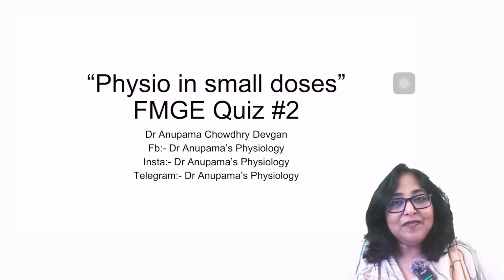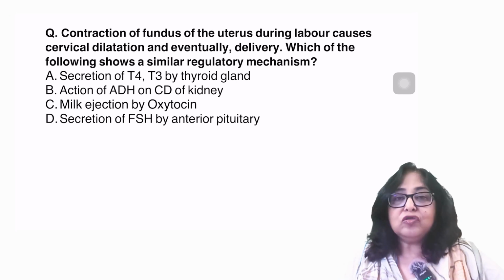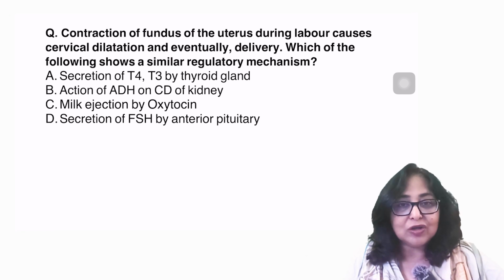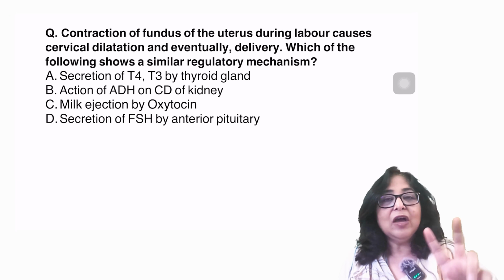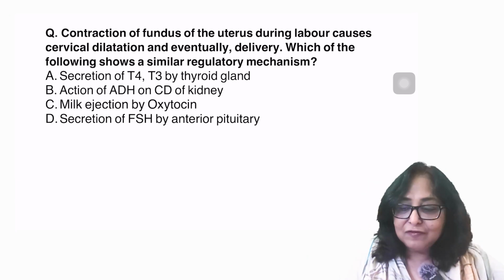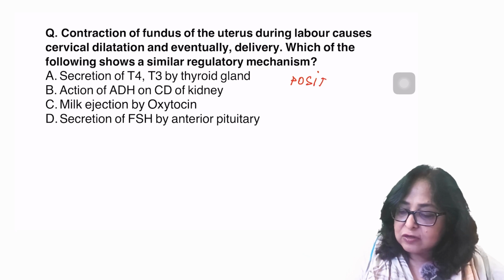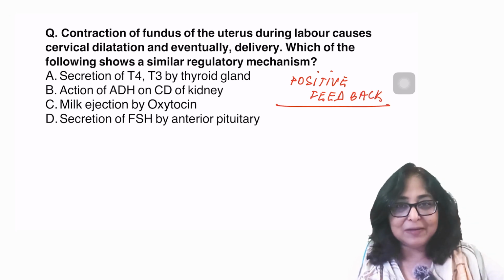Now, let's have a look at the first question of this quiz, and this was: contraction of the fundus of the uterus during labor causes cervical dilatation and eventually delivery. Which of the following shows a similar regulatory mechanism? Now, you know that there are 2 regulatory mechanisms. These regulatory mechanisms could be negative feedback or they can be positive feedback. Now, the process of delivery or parturition is an example of a positive feedback mechanism.